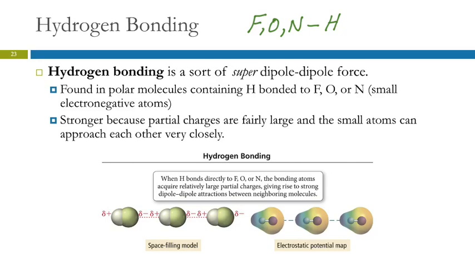So here we have, I think this is hydrogen fluoride down here. Here's the fluorine, here's the hydrogen. Hydrogen is also very small and it's not very electronegative. So we have a stronger dipole here. So these partial charges are larger than in most molecules. And because they're small, they can get close together. And so we have this attraction between the negative end of one and the positive end of the other.